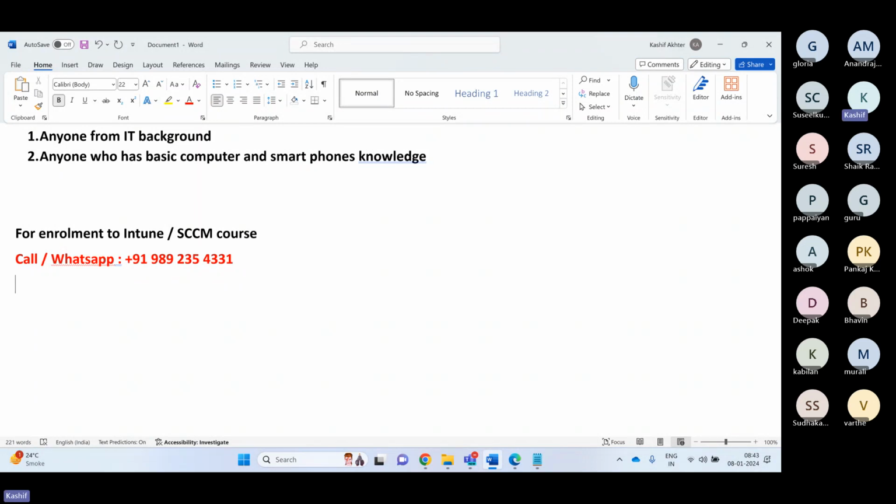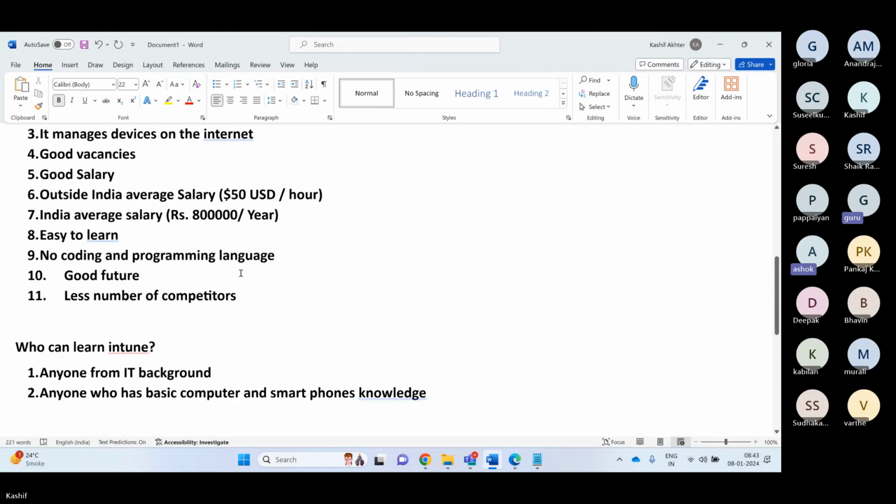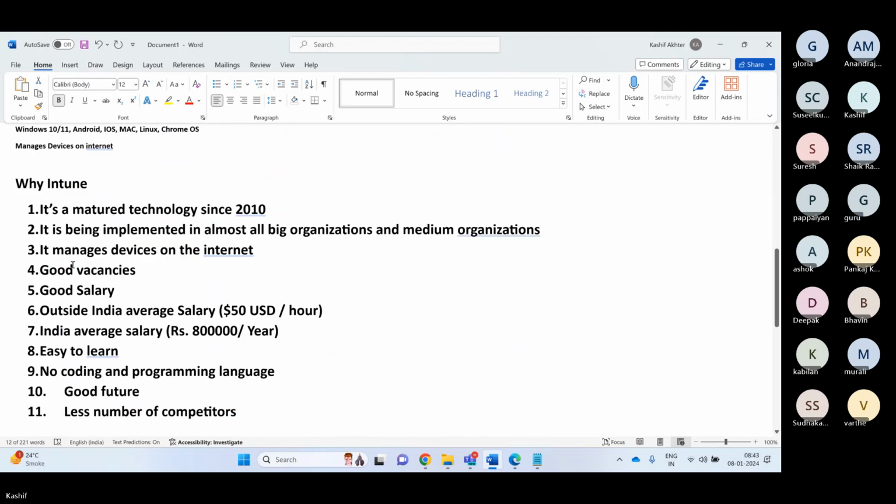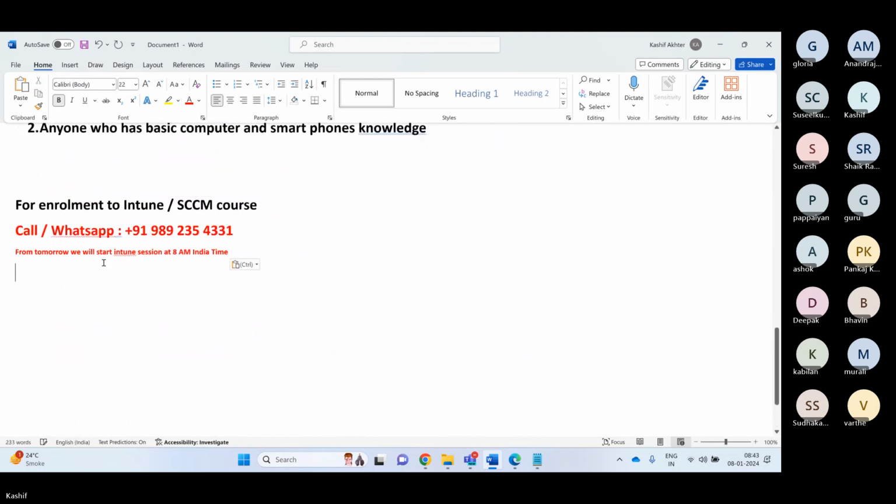Clear, everyone? Yes, sir. Clear. So from tomorrow, we will start Intune at 8 a.m. Those who would like to continue from tomorrow need to reach me on this number, by WhatsApp or call, so that I can give you the payment details and enrollment details and you can proceed from tomorrow onwards.